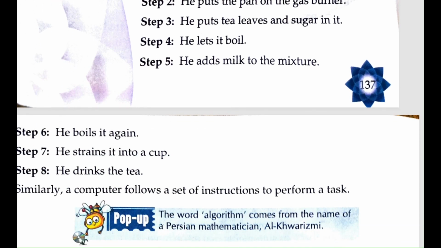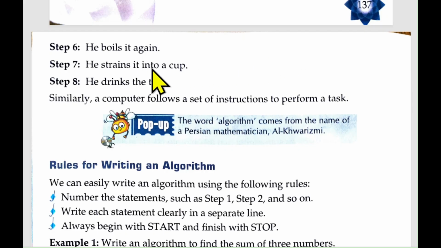Now next one is, in step 6, he boils it again, he strains it into a cup, and then he drinks the tea. So these are the steps he will follow to make the tea. Now a computer follows a set of instructions to perform a task just like this. If you want to add two numbers, you need to enter the numbers, calculate the sum, and then you can show the answer. The word algorithm comes from the name of a Persian mathematician, Al-Khwarizmi.